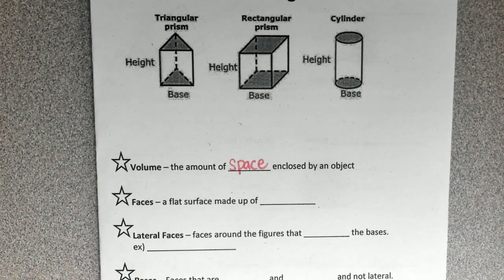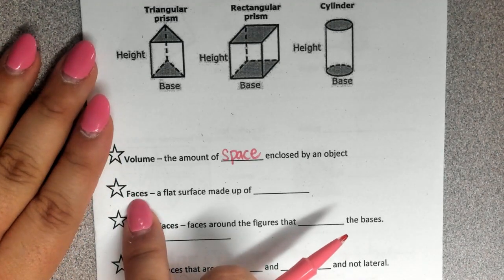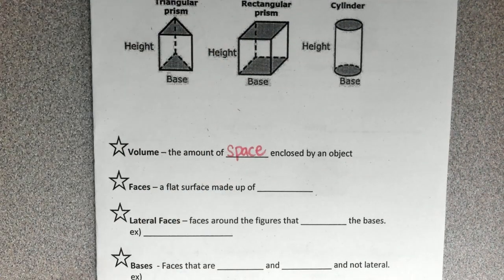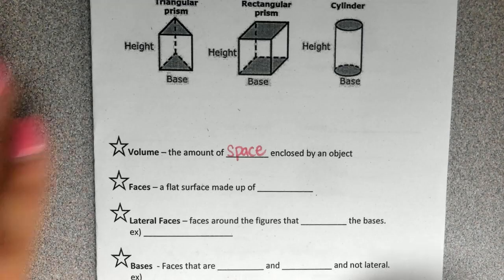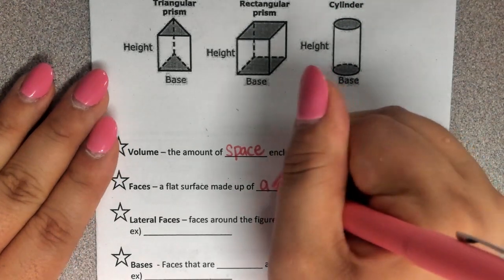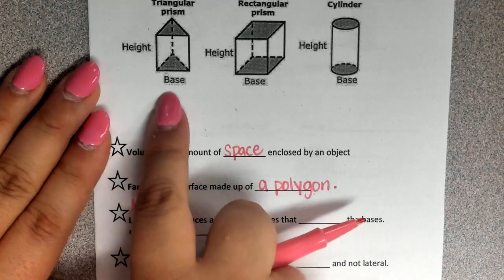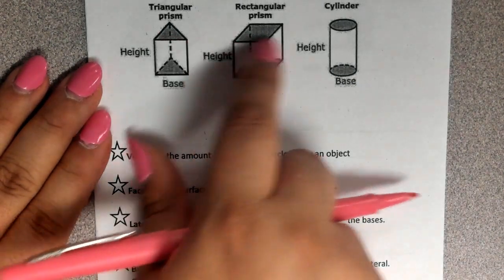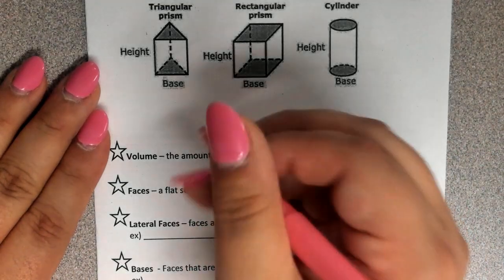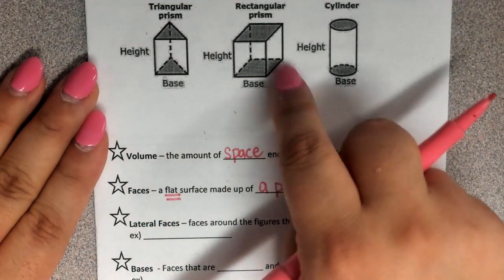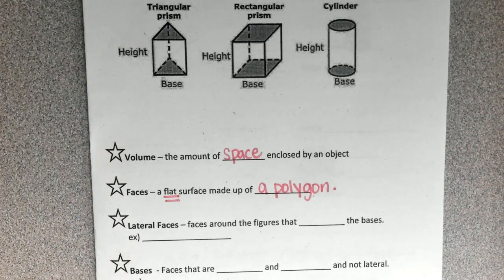And then on each object, there are different vocabulary words. So the first one I need you to know is a face. A face is a flat surface made up of a polygon. So this next word blank is a polygon. Do you see all these shaded things right here? Those are faces. Any of these flat surfaces are faces.